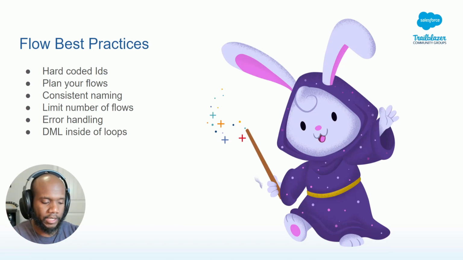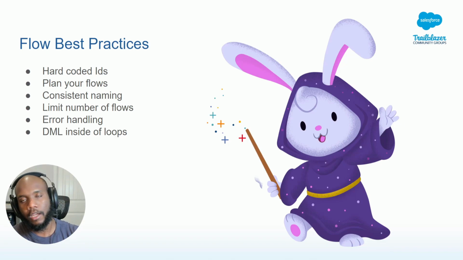It's happened to me multiple times. Don't be lazy. Work on ways of dynamically setting the IDs. You can do this by querying things like the record types, or using the developer names for whatever you're working with, or using things like labels. Custom labels, custom metadata, or custom settings can be queried inside of flows, and you can use them to make it more dynamic and more scalable for the future.